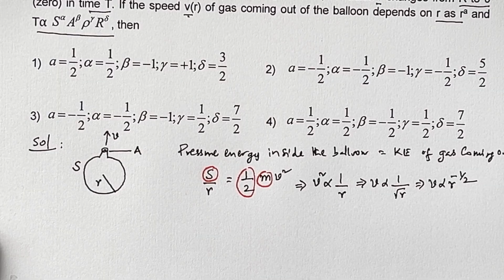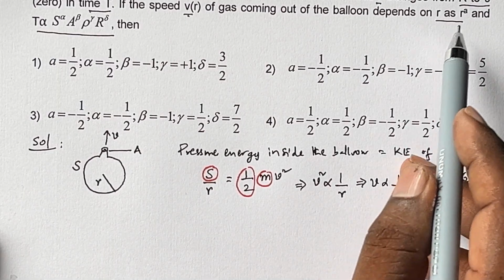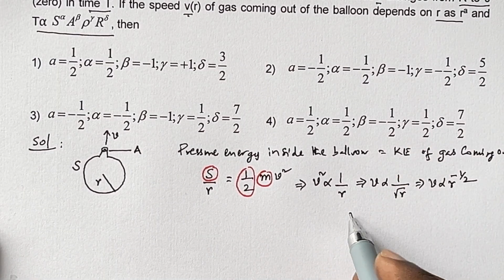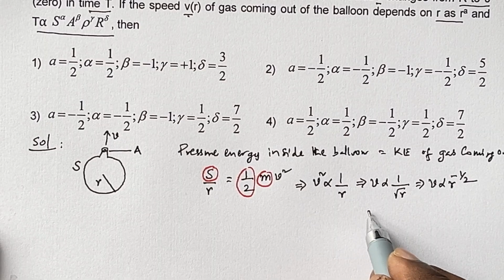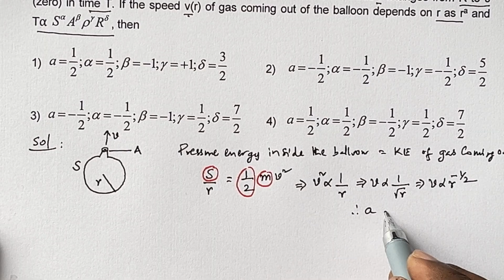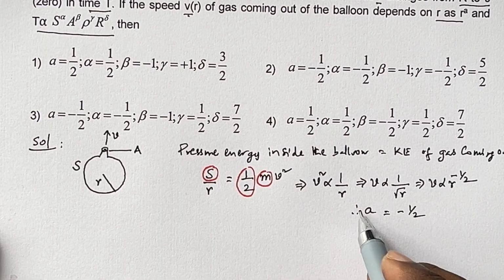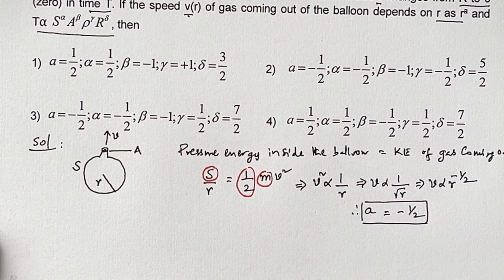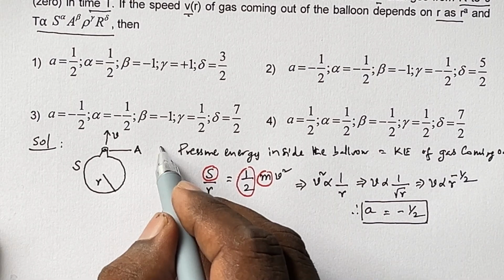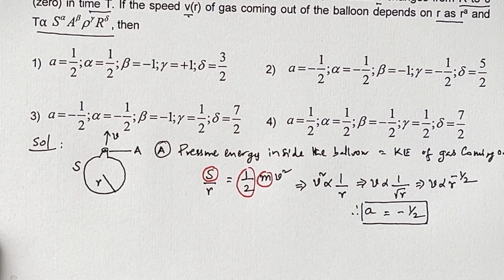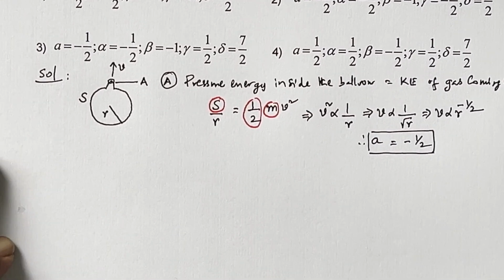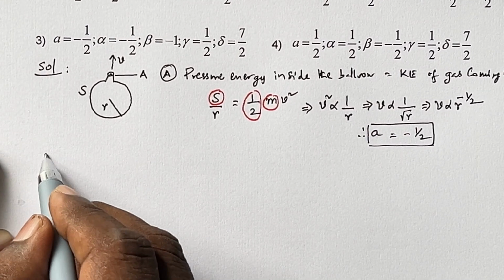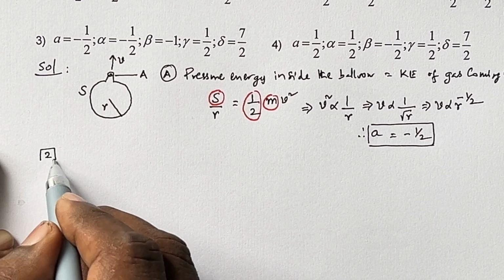So from this calculation, R power a they have given. Therefore a is equal to minus half. So we got the one answer. This is step 1. Now let us come to step 2.